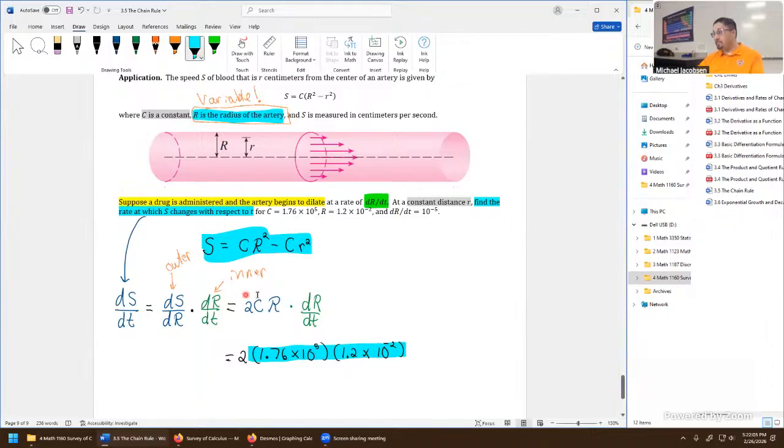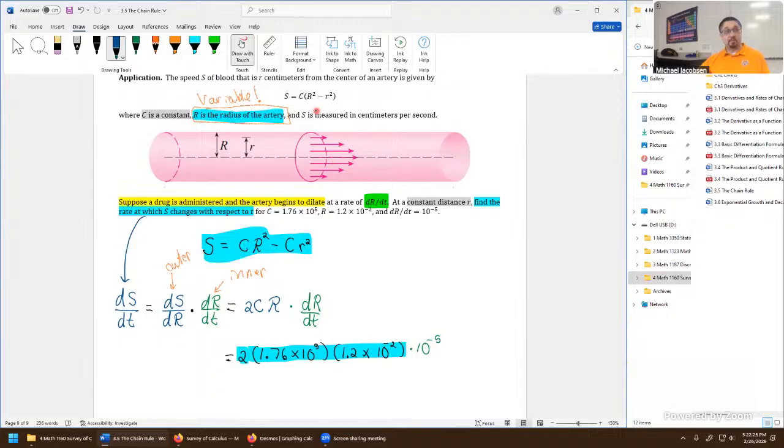So all that stuff came from this part right here. And we're also saying we have a value for dr/dt. It's exactly 10^-5. So we go times 10^-5. And we're going to throw that into a calculator, see what it is.